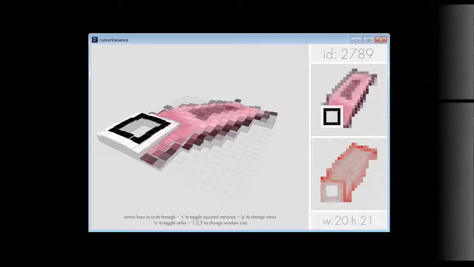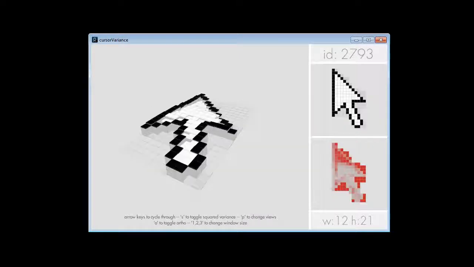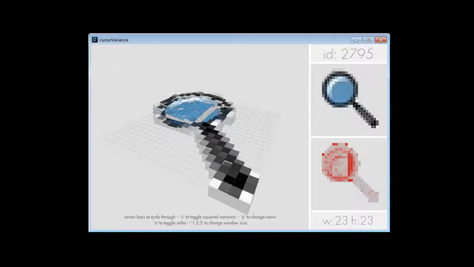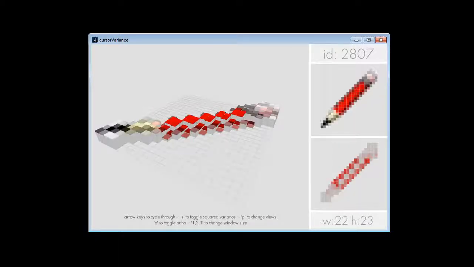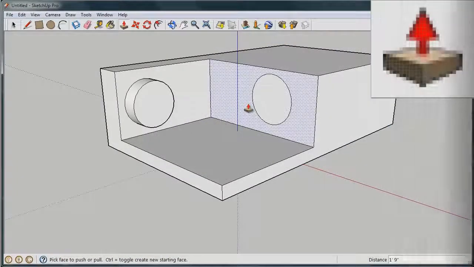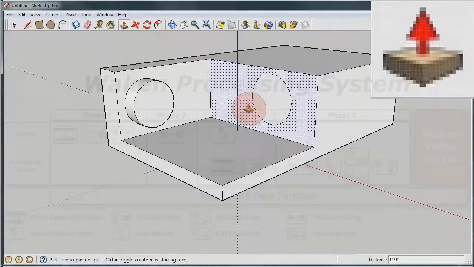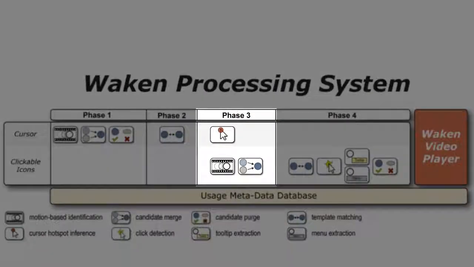We combine all the candidate cursors whose contours match to build a probabilistic model of the cursor, based on the mean values and variances of the RGB channels for each pixel in the cursor area. In this visualization, the red areas indicate higher variance, resulting from the alpha levels within the source cursor. In phase 2, the probabilistic models are used to search for cursors in every frame for which a cursor has not already been found. In phase 3, candidate icons are identified.